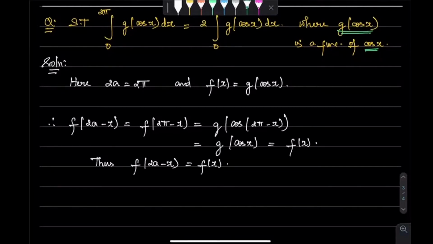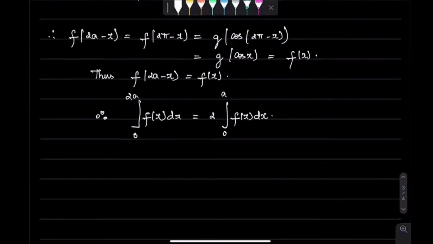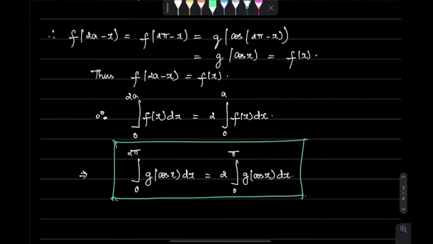Therefore, what is the property? Integral 0 to 2a f of x dx becomes 2 times integral 0 to a f of x dx. This is a property. So this implies, what is my theorem? It says integral 0 to 2 pi g of cos x dx becomes 2 times integral 0 to pi g of cos x dx. Does it make sense? You happy? So we are going to use this in the upcoming problem. This is one of the important results.